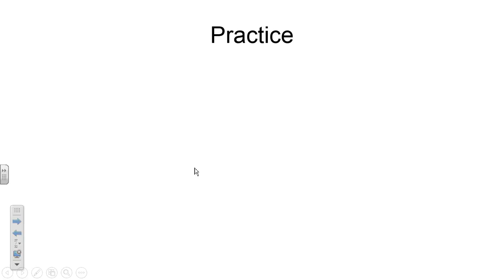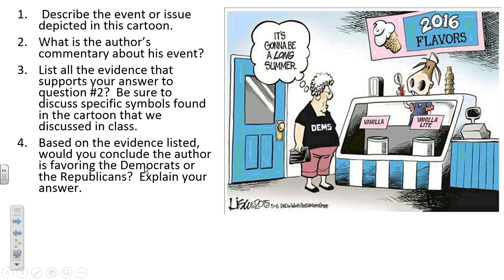Now I'm going to give you some cartoons to work on. This is going to be very similar to the assignment that I shared with you, but these cartoons are just practice in class. I want you to sit down with the person sitting right next to you and answer some questions on a cartoon. First, describe the events or issues depicted in this cartoon. Number 2, what is the author's commentary about this event? What is the author trying to say? Number 3 is very important: what evidence is there to support it?